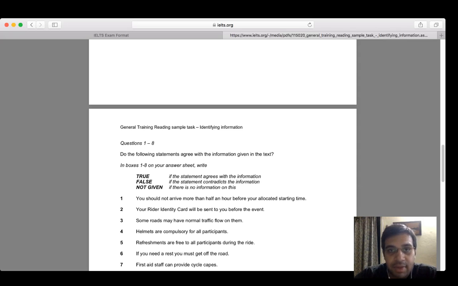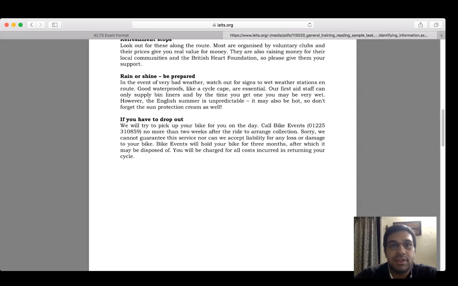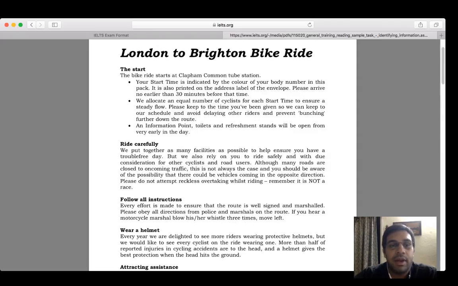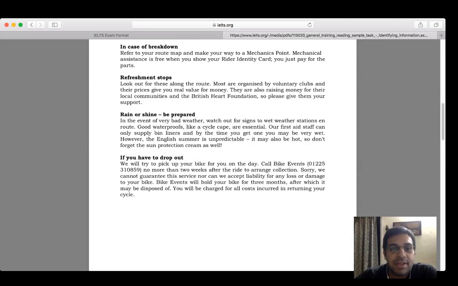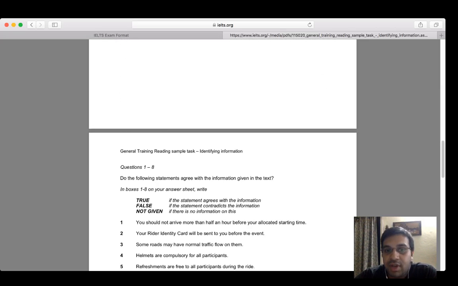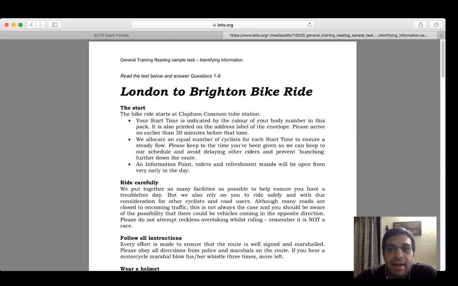I've already read the passage. You can go through it. This is on the IELTS website. For the first question, you should not arrive more than half an hour before your allocated starting time. If you go to the first paragraph, it clearly says, please arrive no earlier than 30 minutes before that time. So again, this is paraphrasing, which is quite common in IELTS across all the modules. You need to be good with synonyms and paraphrasing.